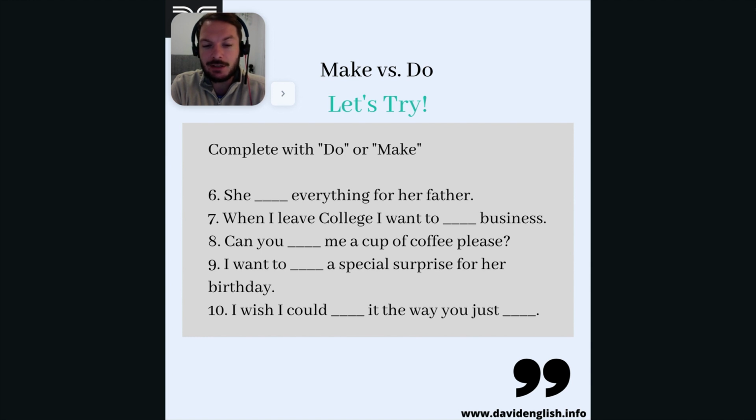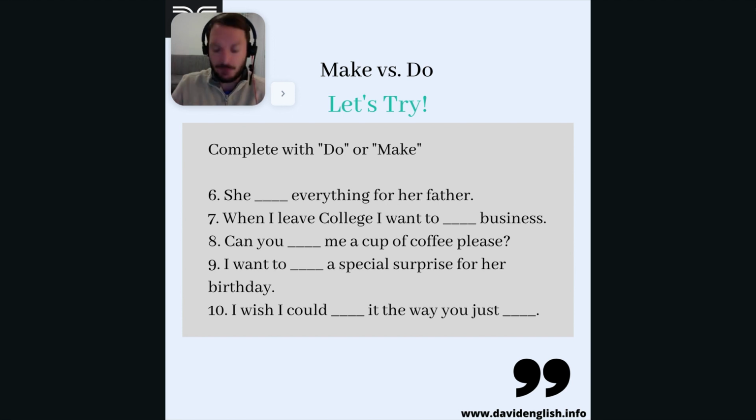10. I wish I could blank it the way you just blank. I wish I could do it the way you just did. Did is in the past. Do is in the present. I wish I could do it the way you did.